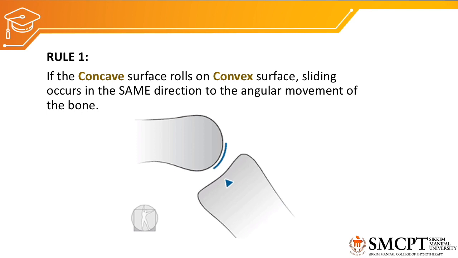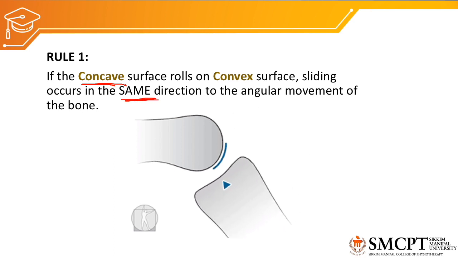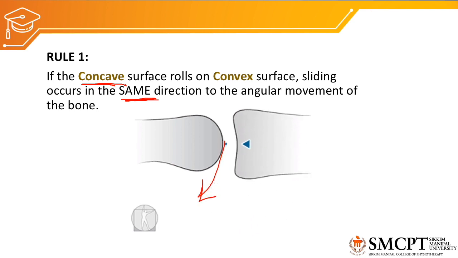So rule 1 is if the concave surface is moving on convex. If the concave surface rolls on convex surface, sliding occurs in the same direction as the angular movement of the bone. Again I repeat, if the concave surface rolls on convex surface, sliding occurs in the same direction as the angular movement of the bone. You can see here the angular movement and the sliding, which is given by this blue indicator on the joint surface. The sliding occurs in the same direction as the bone.